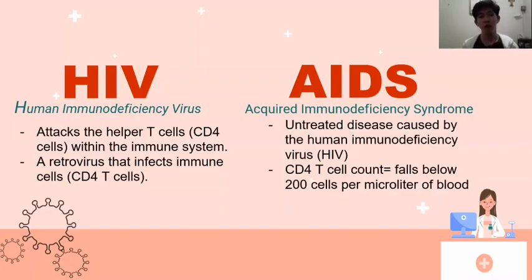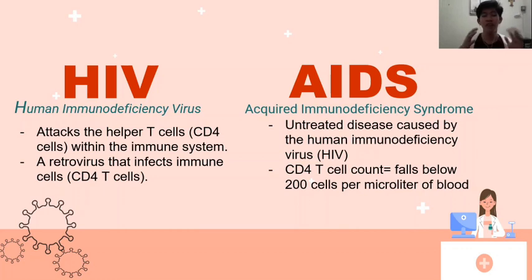So first I am going to discuss the difference between HIV and AIDS. So what is HIV? HIV, or human immunodeficiency virus, is a retrovirus that infects immune cells, notably known as CD4 T cells. And these CD4 T cells are significant in our immune system since they fight off infection. And without them, our body is susceptible to opportunistic infections. Retrovirus means that this virus uses RNA to infect the host cell.